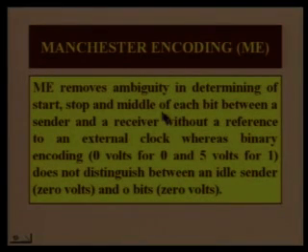I will explain this once again: what exactly do we mean by Manchester encoding? Manchester encoding removes ambiguity. What type of ambiguity? In determining the start, the stop and the middle of each bit between a sender and a receiver, without reference to an external clock. Whereas in binary encoding, which is what I referred to when calculating the channel capacity, we have 0 volts for the 0 and 5 volts for the 1, right.